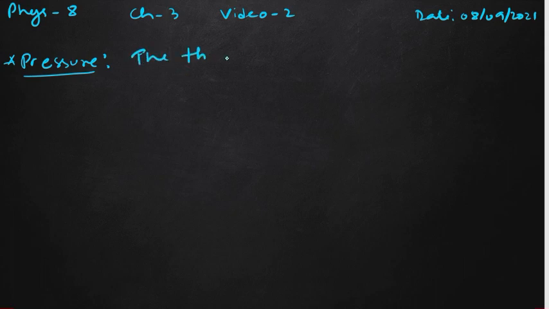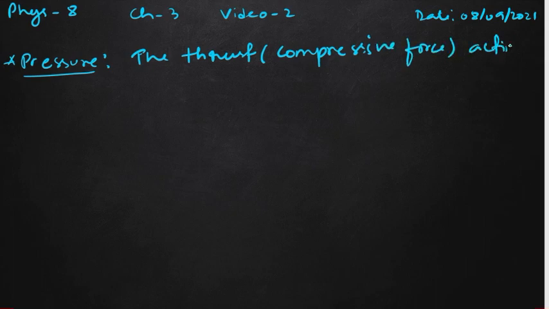It is the thrust. What is thrust now? Thrust is our compressive force, the force that is used to compress something. That compressive force is known as thrust. So pressure is the thrust, or compressive force, acting per unit area. That means in a unit area, if we apply some compressive force, that is known as pressure.